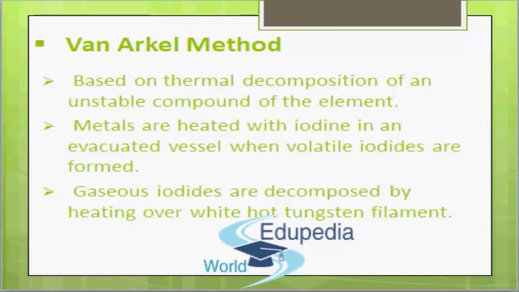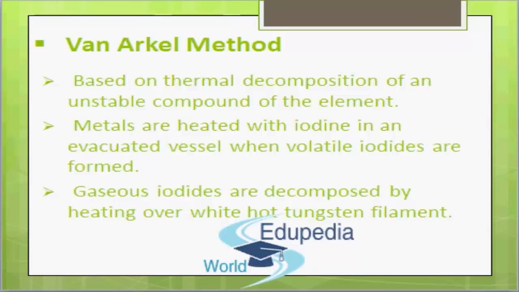Next method is the Van Arkel method. This is an important refining method to obtain metals of very high purity. This method is used for purifying tin, zirconium and thorium. The method is based on the thermal decomposition of an unstable compound of the metal.